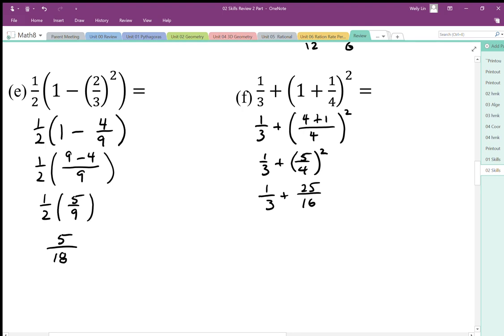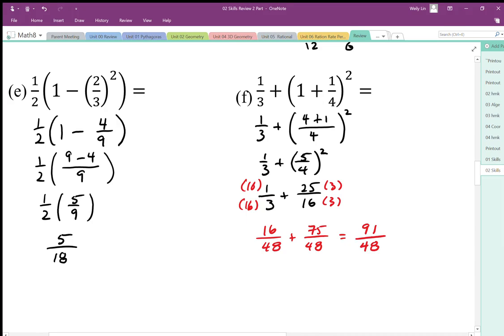These do not share common factors, so I need a times 16 here. And then I need a times 3 here and here to get the common denominator. So I end up with 16 out of 48. So there's my common denominator. This is 75 out of 48. When I add them together, I only add the numerators. 16 plus 75 is 91 out of 48.